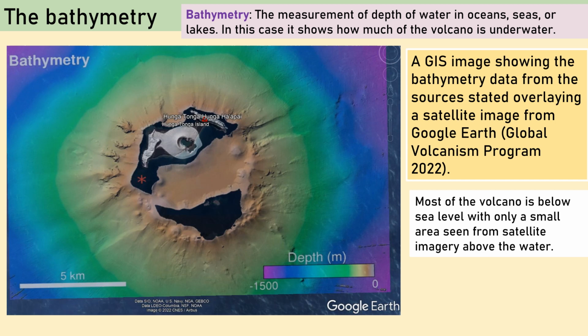And here we have a GIS image which shows the bathymetry data from various sources overlaid on a satellite image. What you can see here, the darker areas show you the parts of the islands which are exposed above the water or were exposed above the water, but most of the volcano, all of the areas which are in orange, green, blue and purple, that is underneath the seawater. They're using satellite imagery to work this out. It just gives you an indicator of what the volcano looked like beneath the sea. I'm going to show you another view of this in a second.